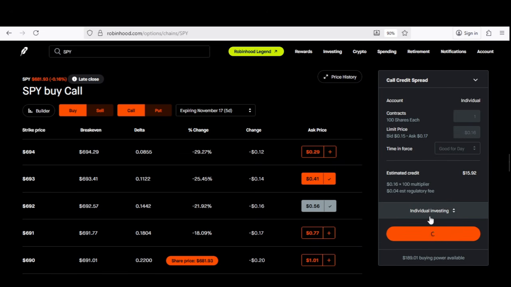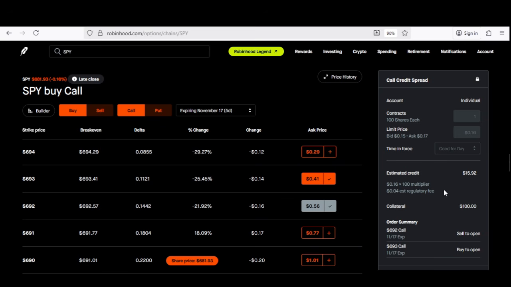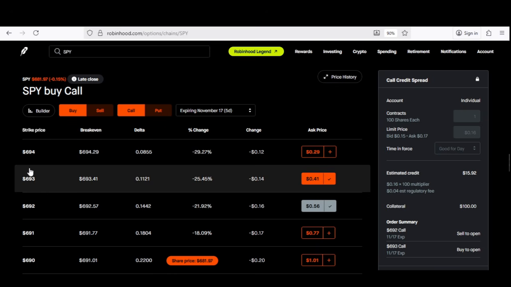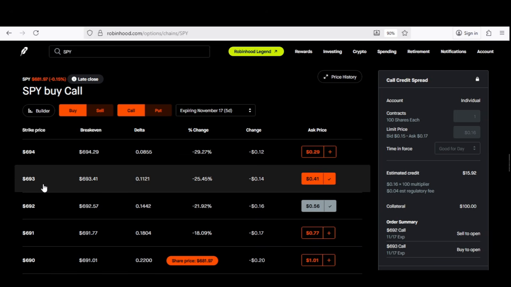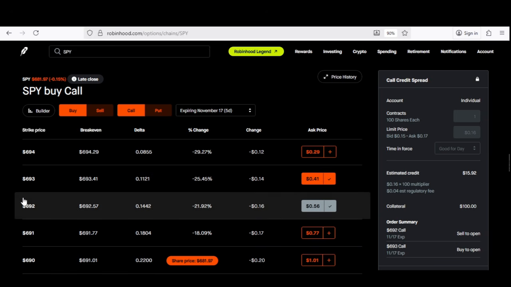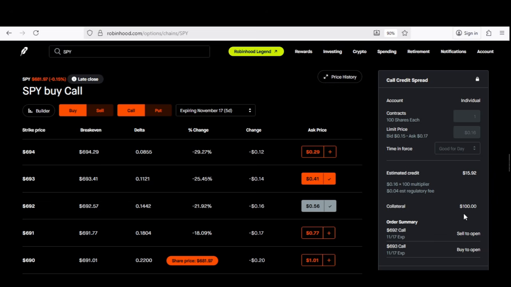Let's go to review order. And there you have it. One of the most important criteria in order for you to do this option strategy is that you need to have a minimum of at least $100 in your portfolio. As you can see here, the collateral is $100. Now, I just said I want to make sure I choose the strike price right above the other strike price, and here's the reason. The difference between your 693 strike price here and your 692 strike price here is going to be $1. $1 multiplied by 100 is going to give you $100, and that's where we got this $100 collateral from.